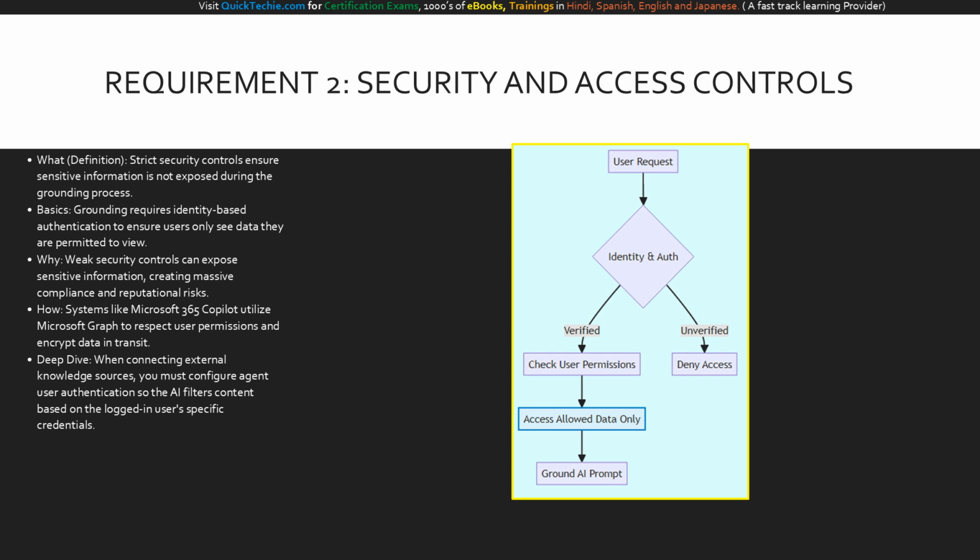Finally, that secure, filtered data is used to ground the AI prompt. This visual proves to your security officers that adopting generative AI does not mean bypassing your established enterprise security perimeter.